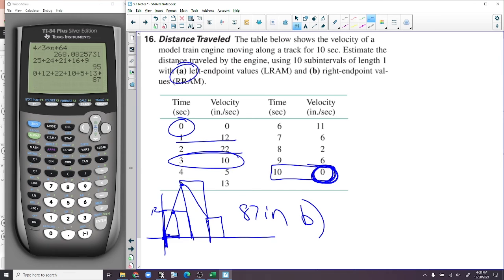Now for B, the right endpoints, we don't include the first value, but we do include the last one. So it's 12 plus 22 plus 10 plus keep on going, and we do add that 0. In this case, since the first and the last happen to be 0, it ends up being the same answer. Not a great example, but for LRAM, you don't do the last one. For RRAM, you don't do the first one.